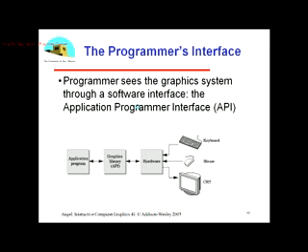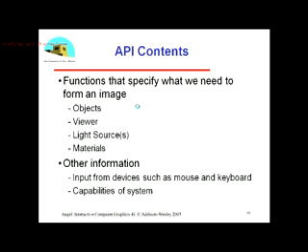The programmer's interface. Programmers see the graphic system as a set of entities. The application programmer interface: application program, graphics library or hardware, keyboard, mouse, CRT. API content: functions that specify what you need to form an image. Objects, viewer, light sources, materials, other information. Input from devices such as mouse and keyboard.